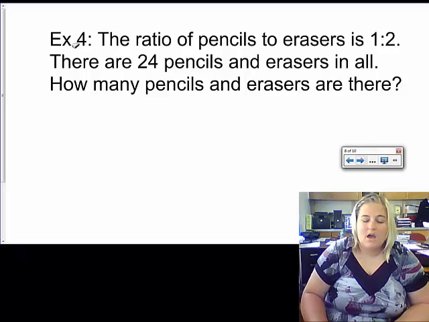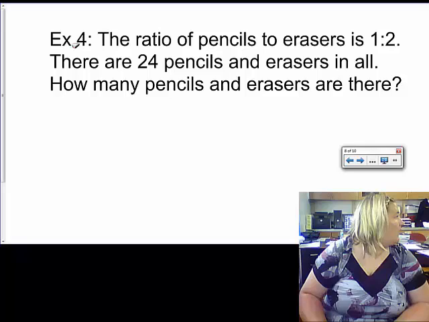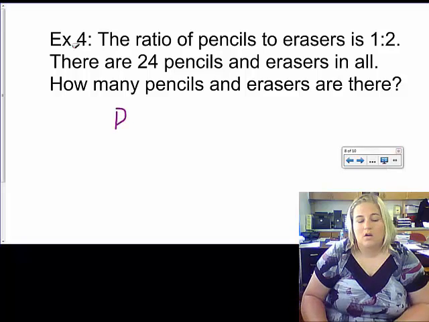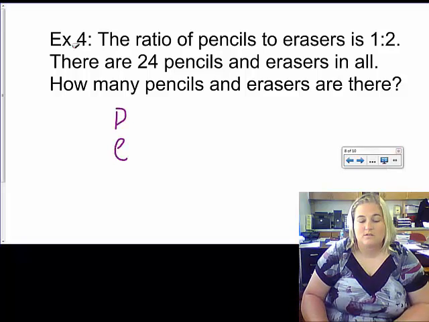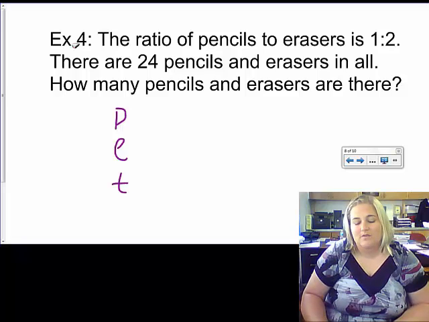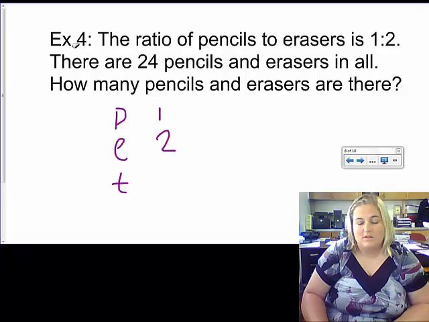The ratio of pencils to erasers is 1 to 2. There are 24 pencils and erasers in all. How many pencils and erasers are there? So first of all, I know that I'm talking about pencils, erasers, and the total. Pencils to erasers, we know, is 1 to 2. The total is going to be when we add these, so that would be 1 plus 2 is 3.